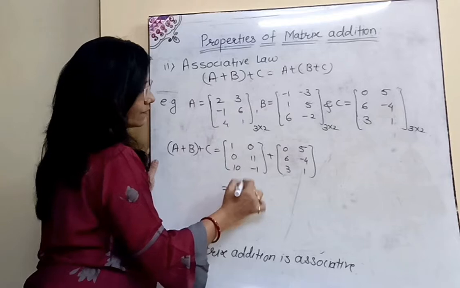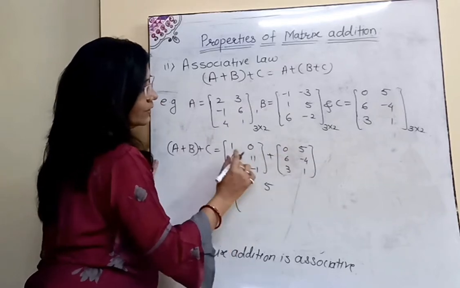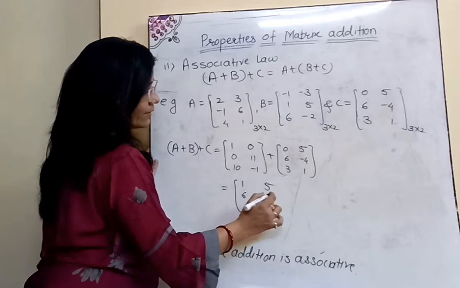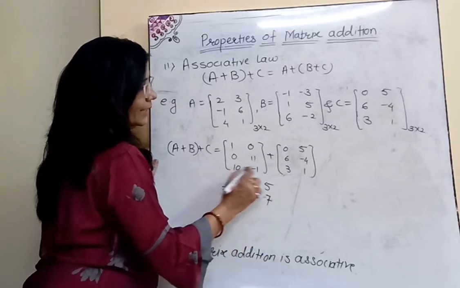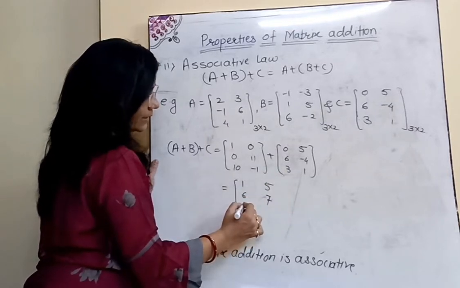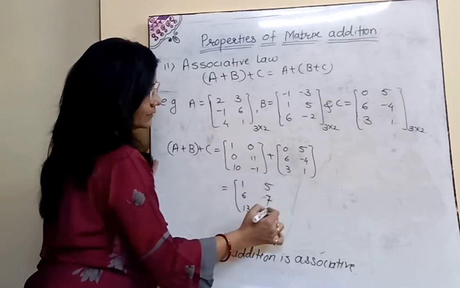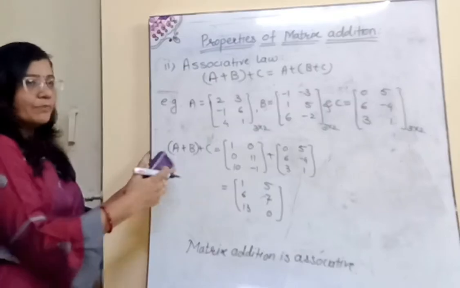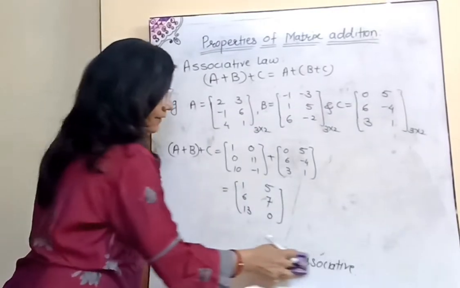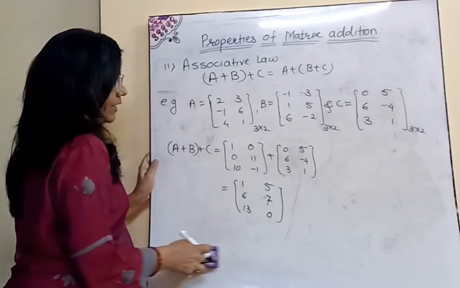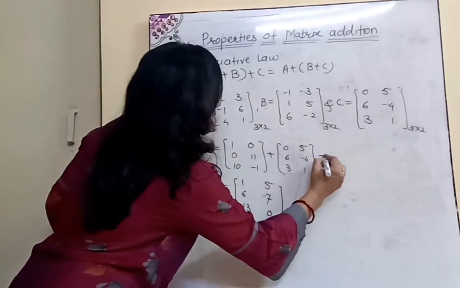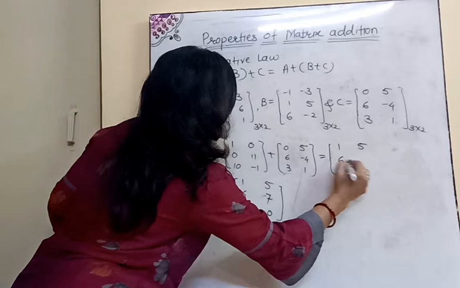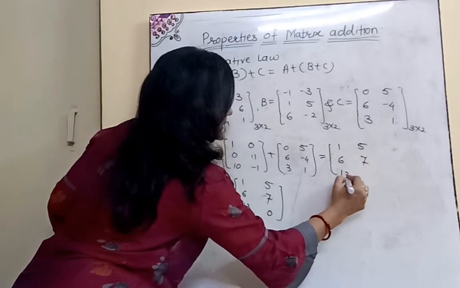1 plus 0 is 1, 0 plus 5 is 5, 0 plus 6 is 6, 11 minus 4 is 7, 10 plus 3 is 13, minus 1 plus 1 is 0. So this is (A + B) + C. It means we first added A and B and then we added C. So its answer, I will write it here: 1, 5, 6, 7, 13, 0.